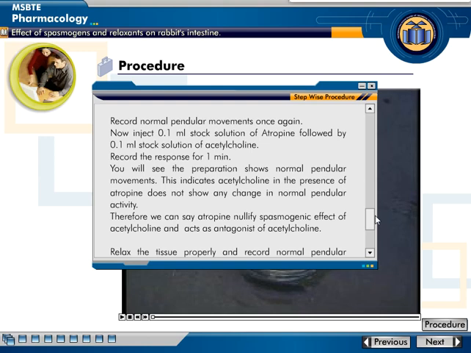Therefore, we can say that atropine nullifies the spasmogenic effect of acetylcholine and acts as an antagonist of acetylcholine.